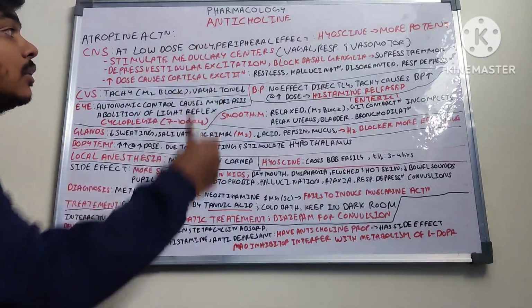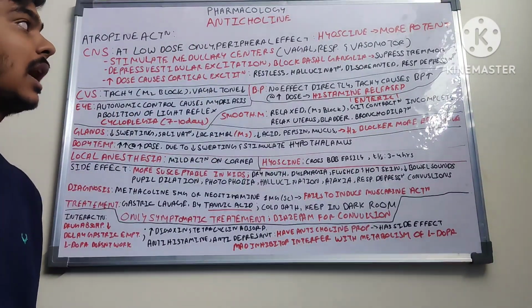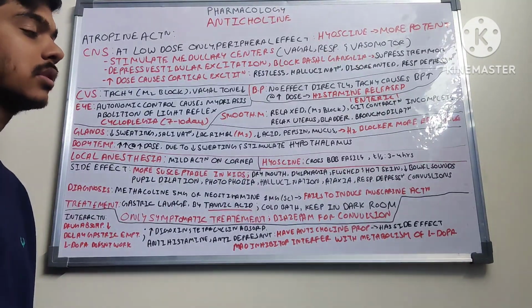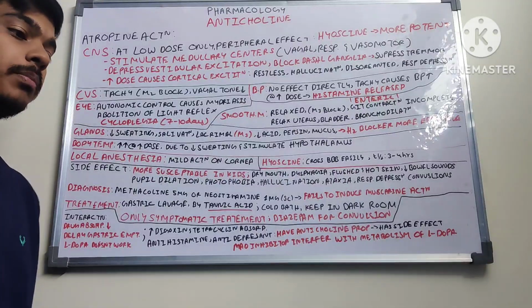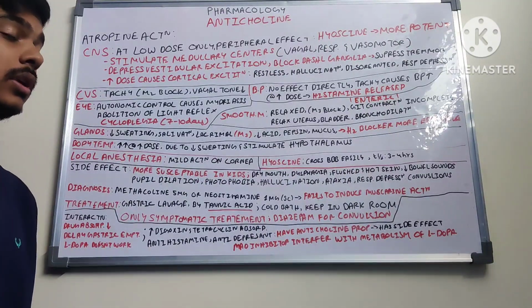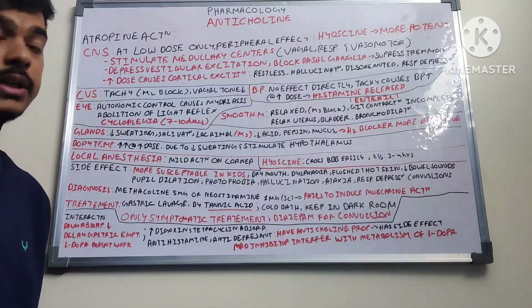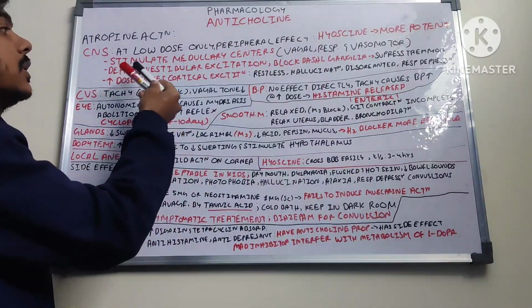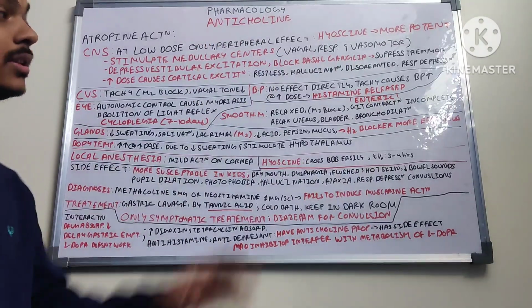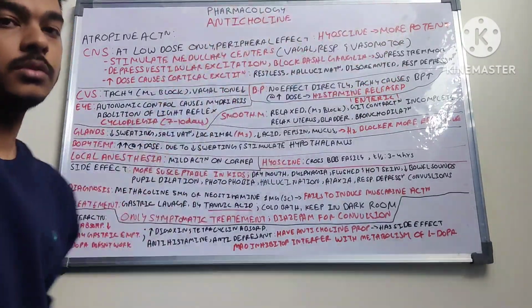At a lower dose there is only peripheral action, because it is less effective. It doesn't cross the blood-brain barrier easily. Whereas hyoscine is a more potent drug at a lesser dose and it can cross the blood-brain barrier easily. In simple words, it is more lipid soluble compared to atropine. It stimulates medullary centers, so there is a depression in the vagal, respiratory and the vasomotor.